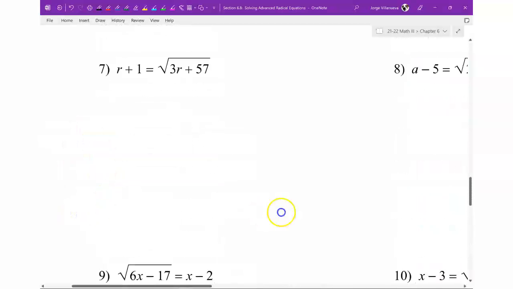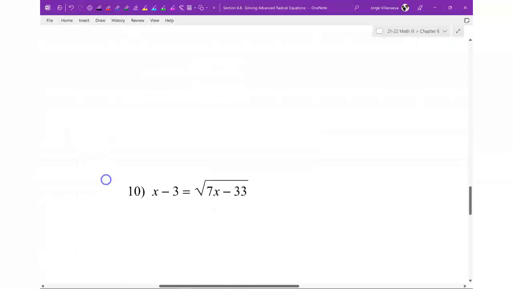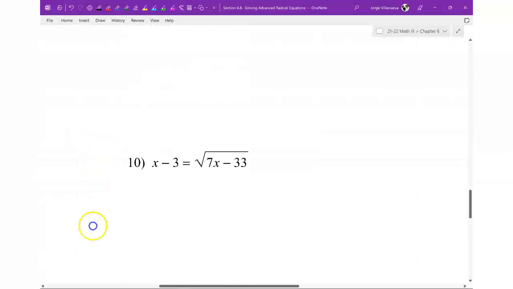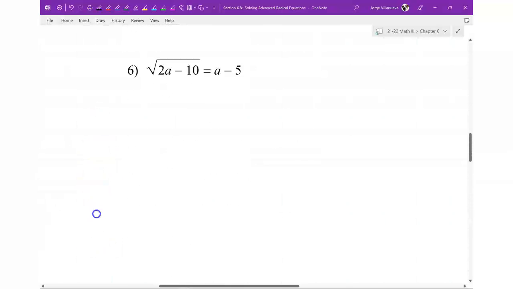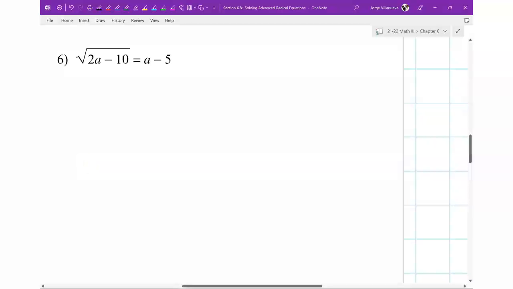All right, so let's look at number 6, then we'll do number 8, and then maybe not number 8, maybe we'll go to number 12. All right, so check out number 6. Notice it's not just an a anymore at the end, it's a minus 5. So when you square both sides, you're actually going to have to distribute on the right side. So let me show you what I'm talking about. The square root of 2a minus 10 is equal to a minus 5.